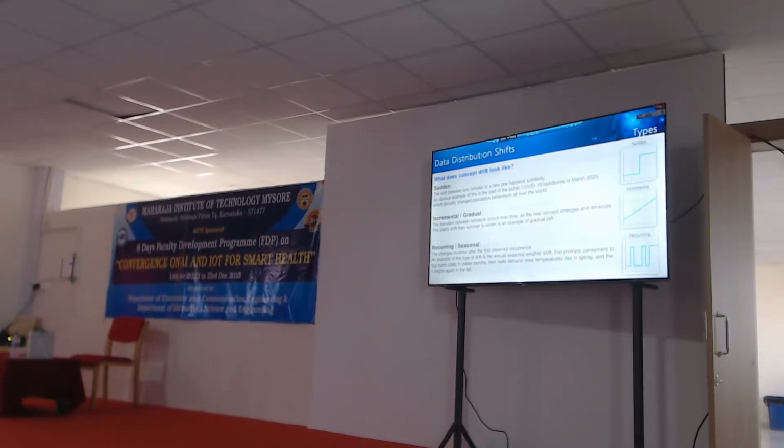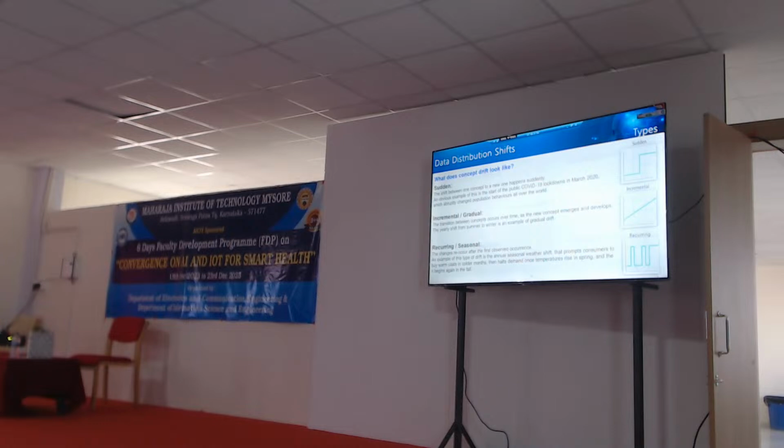Sudden change of data is very rare in the field, because when creating a data set, we will try to take care of it. But incremental and seasonal, the third one is seasonal, are the two types of data shifts which can occur in real time. Why incremental and seasonal? Seasonal means in some season the data will be something, in some season the data will be different. Like summer and winter, the purchase of the type of clothes, whether cotton or something, will be changing.